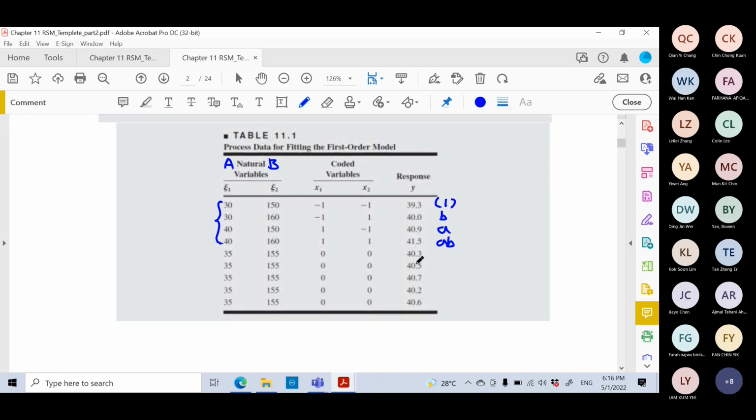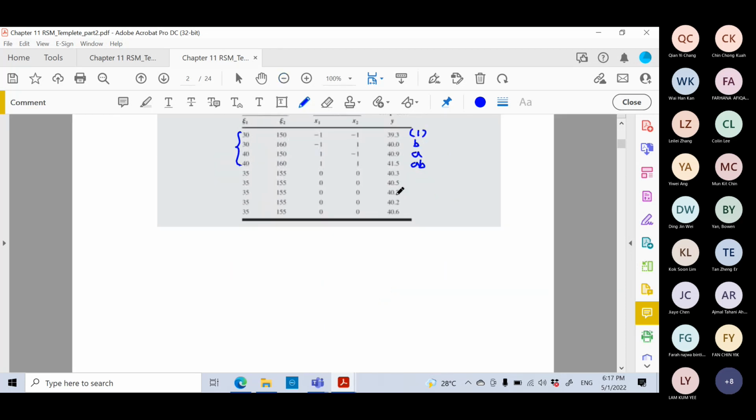Okay, and in the previous parts on response surface methodology, I also mentioned what is called the center point. The center point is the middle of these two values, so the middle of them is 35. For the second factor, B, you have 150 and 160, so the middle of these two is 155. If you convert to the coded variable, then 0 will be the center point.